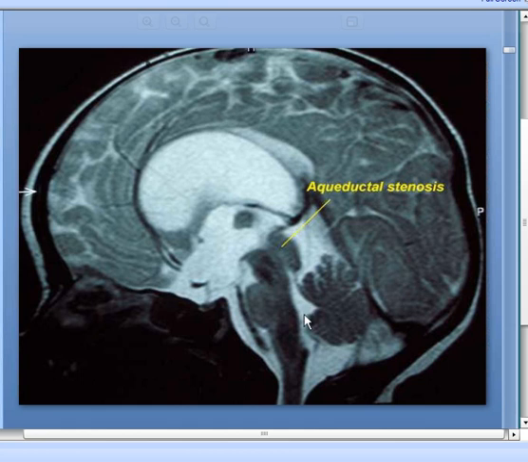You would think, well, maybe there's an obstruction in the aqueduct connecting the third to the fourth ventricle, the so-called cerebral aqueduct. And if it was stenotic because of a congenital problem or a tumor or something externally pressing on it, you would expect to have very, very large lateral and third ventricles, but a normal sized fourth ventricle.